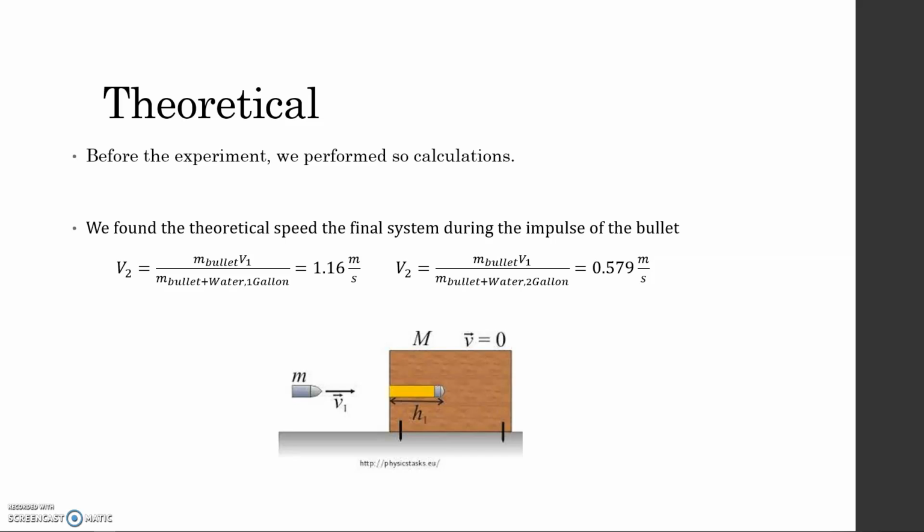Before we even took any shots, we theoretically calculated multiple values. We found that the theoretical speed of the final system during the impulse of the bullet, V2, for the 1 gallon would be 1.16 meters per second, and for the 2 gallon, V2 would be 0.579 meters per second. Below we have a picture that describes what exactly happened when we shot these gallons. In this case, it's a wood block for the sake of simplicity.